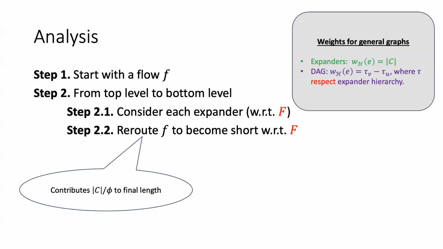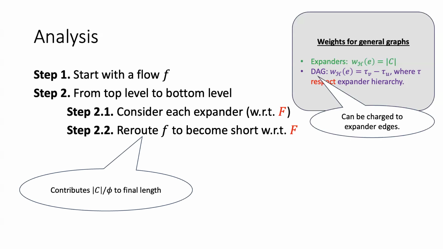And now you can see that because the edges in F have weight C, and the sizes of the expanders in each level sum up to N, and there are only very few levels in the hierarchy, you can see that the contribution of the expander hierarchy for our resulting flow at the end will only be, again, roughly N over 5, which is small. And for the DAG edges, because we pick this good topological order respecting the hierarchy, we will be able to show that this part can be charged to the expander edges. So this part is also negligible.